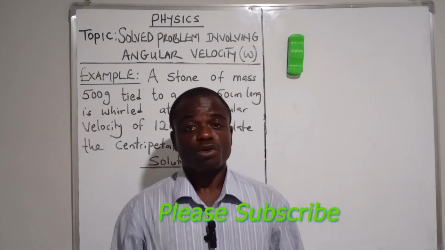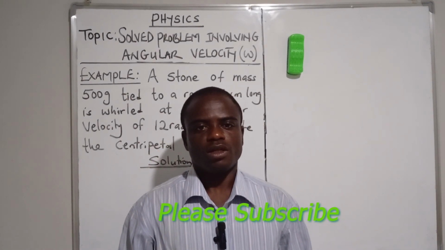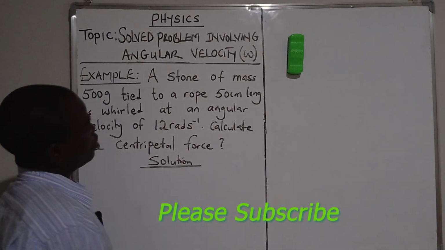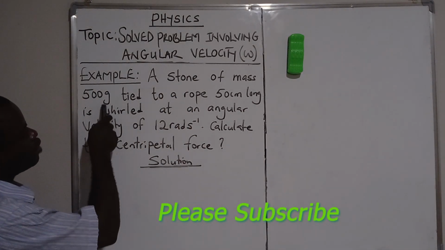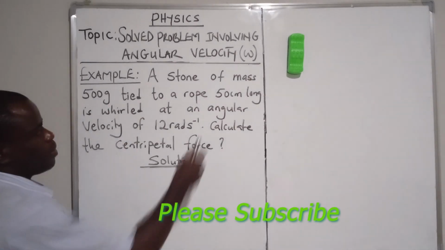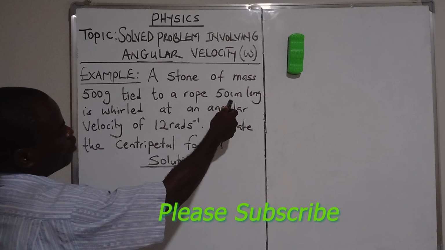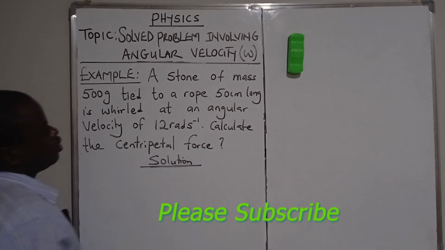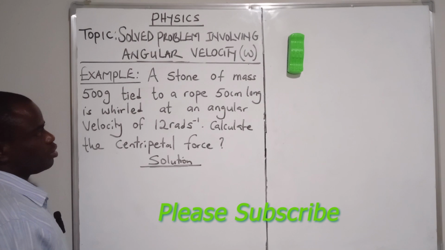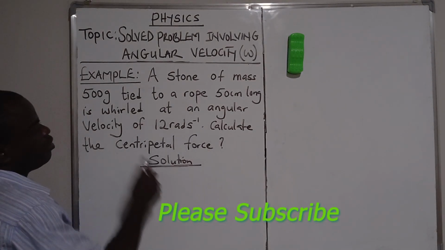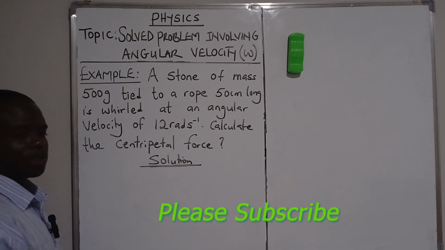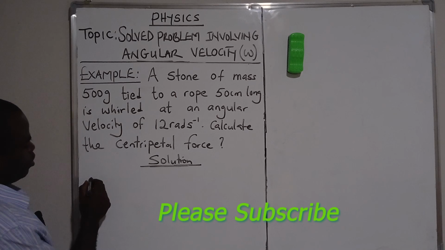Good day students, today I want to solve a problem involving angular velocity represented by the letter W. Now, a stone of mass 500 gram. See that this 500 gram is in a unit that is not standard, and also the length. See the rope, 50 centimeter long, which is represented by R. It's also not in the standard form. It's whirled at an angular velocity of 12 radian per second. And you see what we need to do.